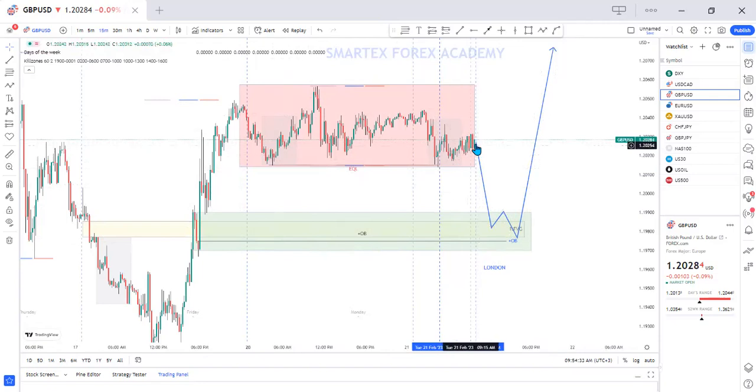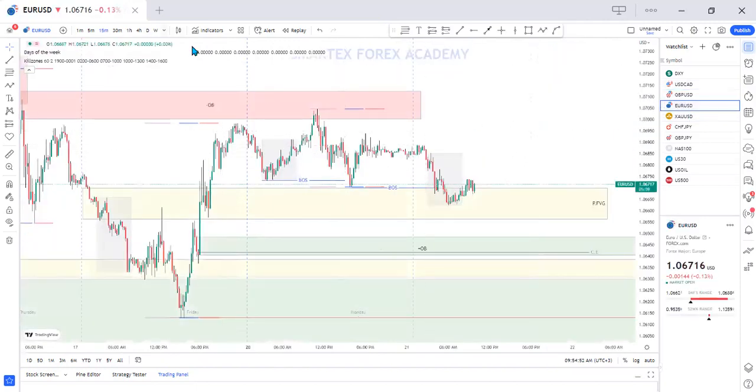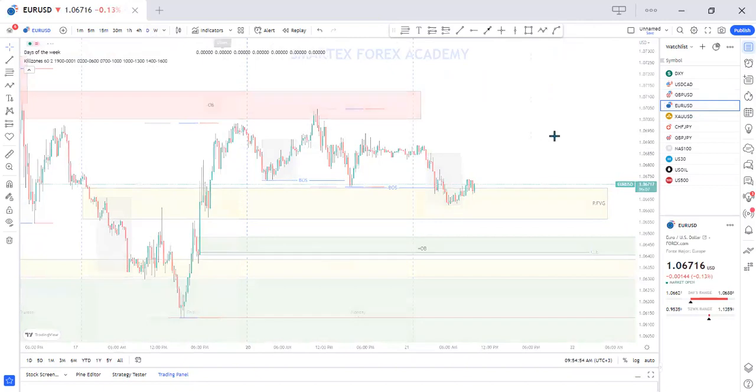So it gives us reasons why the price should sweep the lows. Maybe to react to this, but I'll be expecting the price to come and visit the previous fair value gap here and then go. So that's what I'm expecting on the cable. And fiber, actually the same thing as the cable.